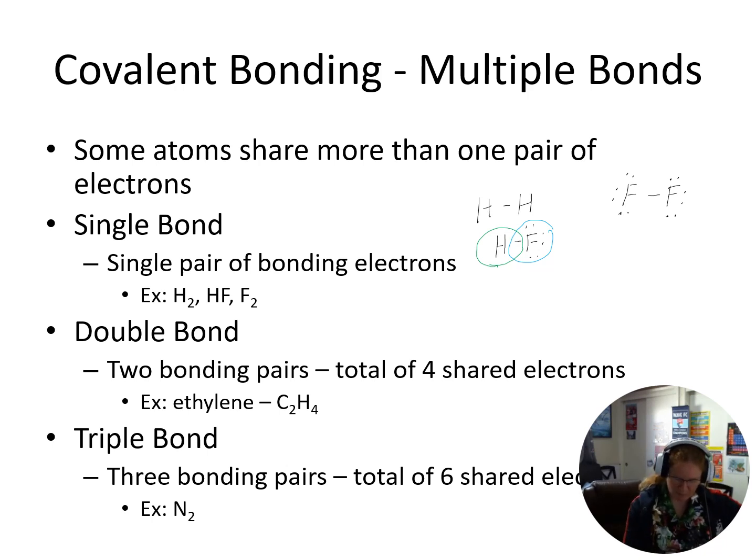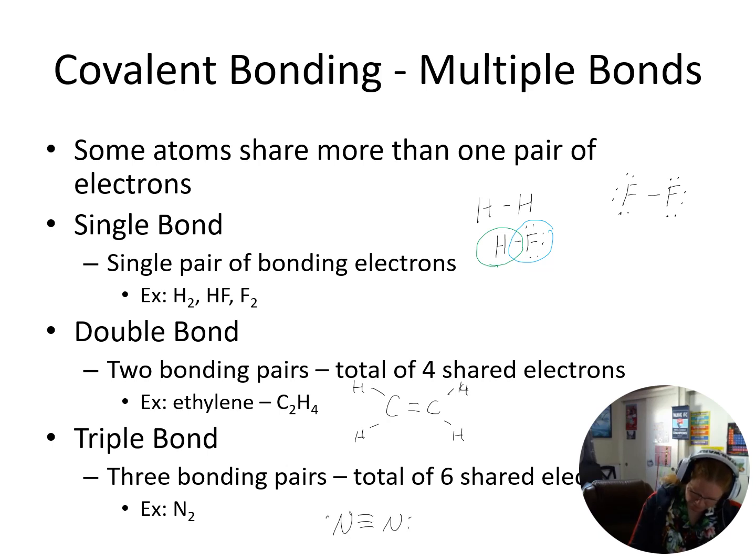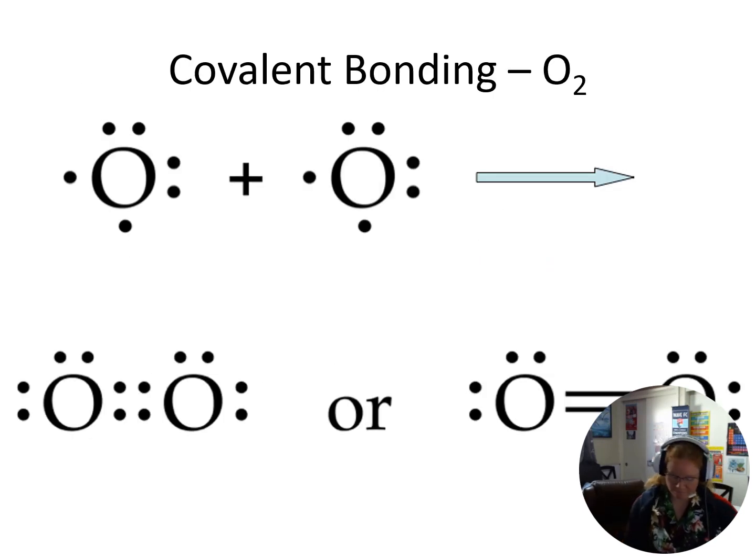Sometimes we end up with what we call double bonds. We get 2 lines there, and sometimes we get triple bonds. Okay, so we have 4 shared electrons in a double bond and 6 shared electrons in a triple bond. So oxygen, okay, does this, and so we have 2 pairs of electrons that pair up, so we get that double bond there.